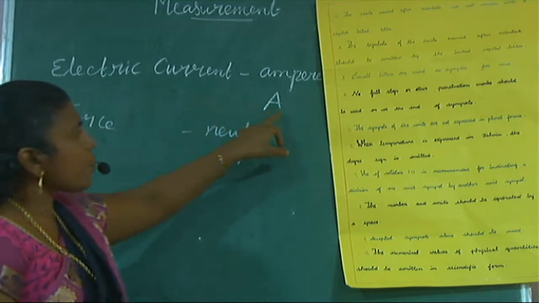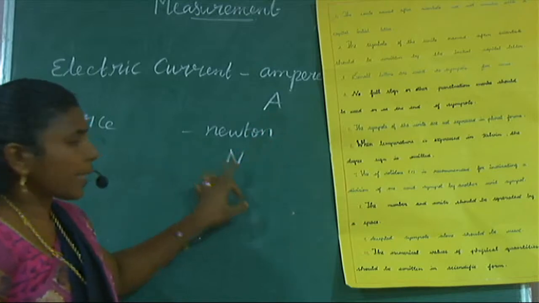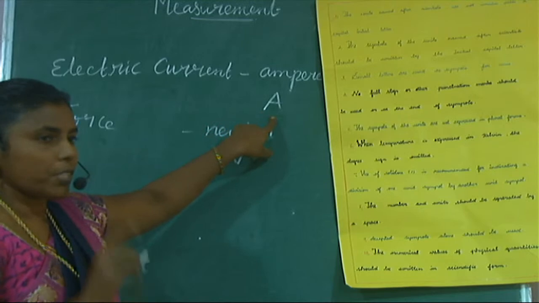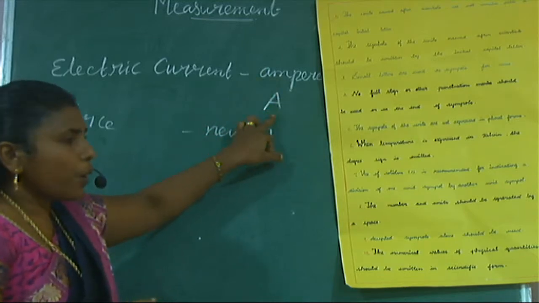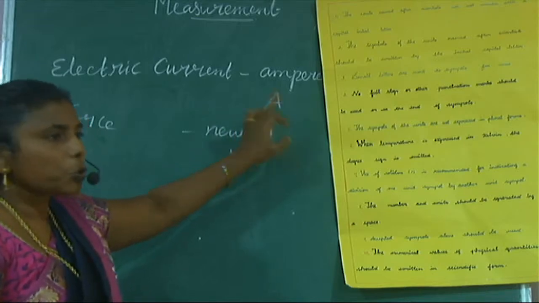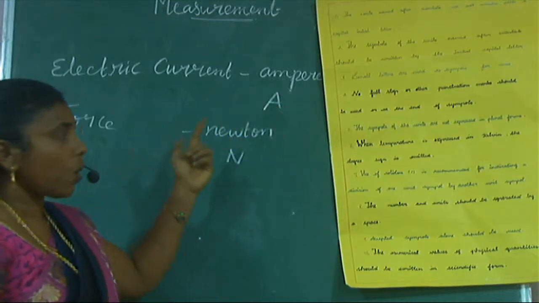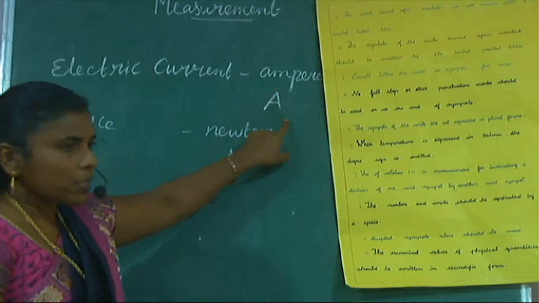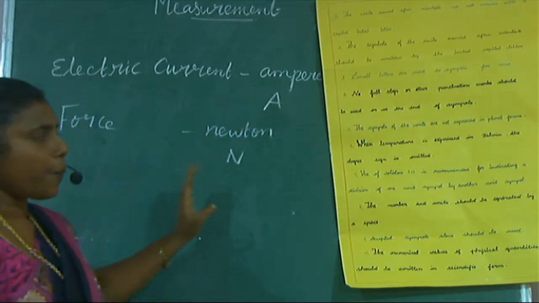Now listen, the symbol. We have to write capital A and here capital N. So the second point is the symbol of the unit. The first point is about the unit alone, and the second point is about the symbol alone. The symbol of a unit named after a scientist should be written with an initial capital letter. First point should not, here should.